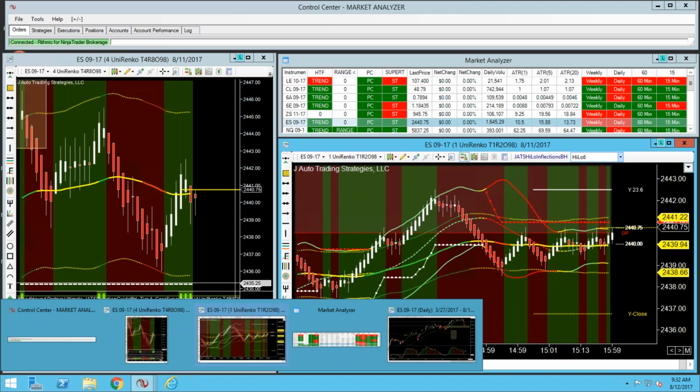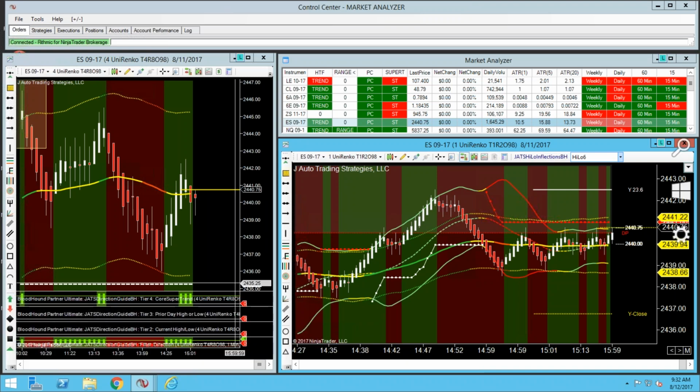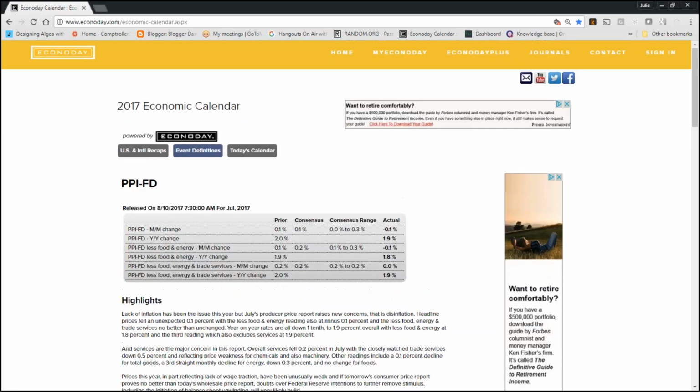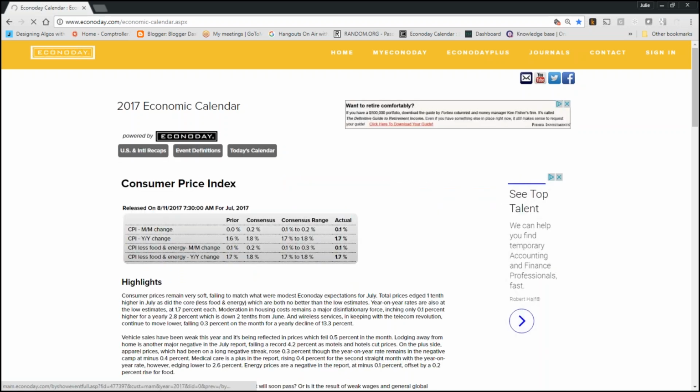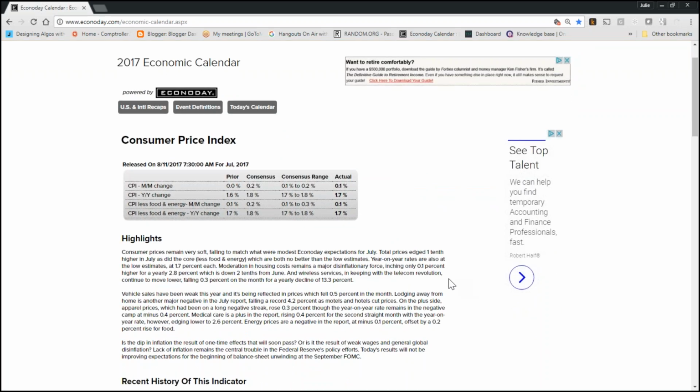But before that, let's go back and look at the calendar for next week. Well, we haven't talked about Friday's mediocre disinflation consumer price index. Very soft inflation continues, so that's got the Fed in a pickle.